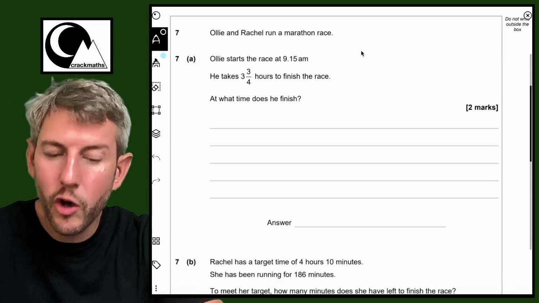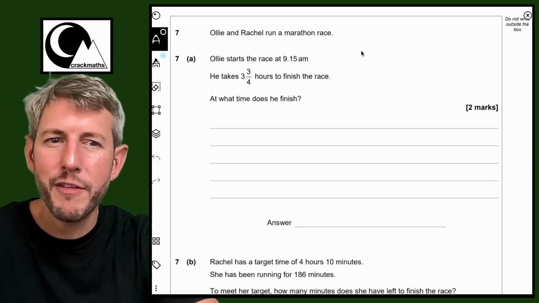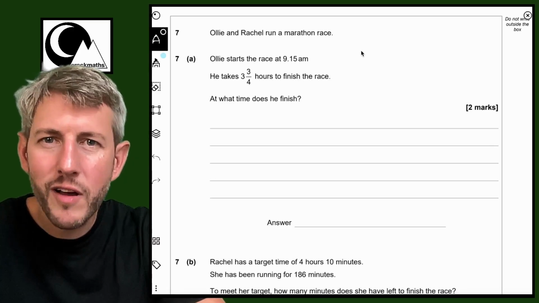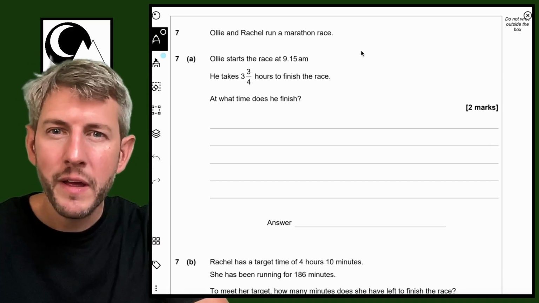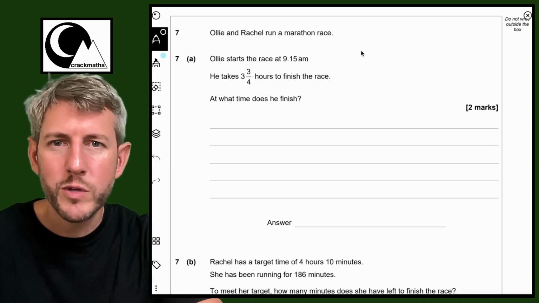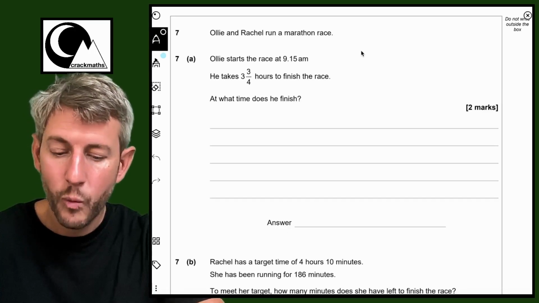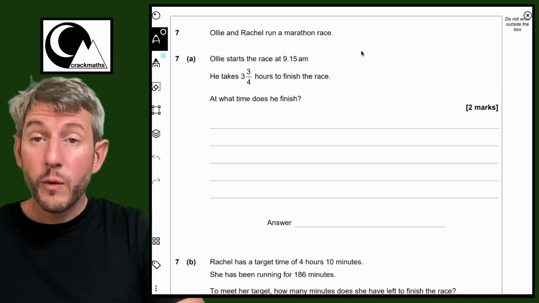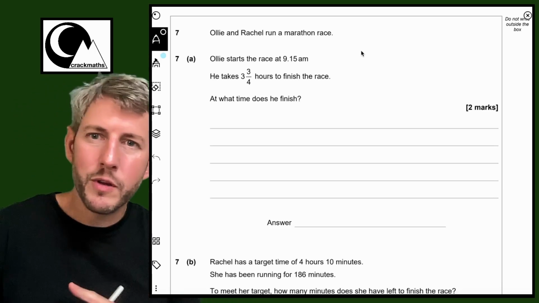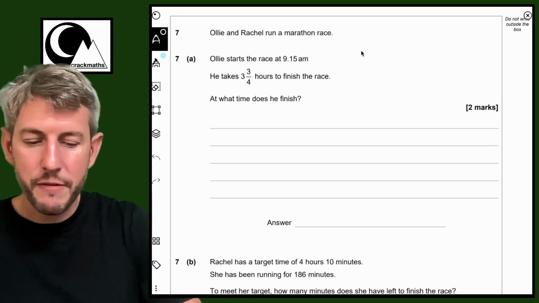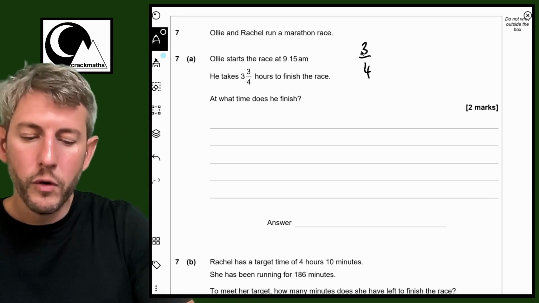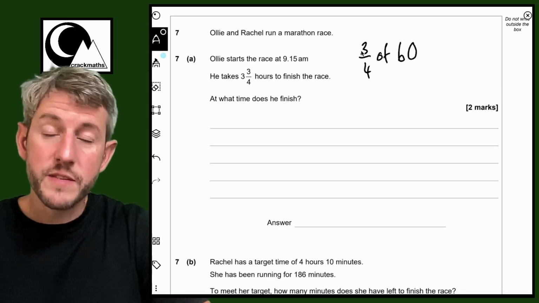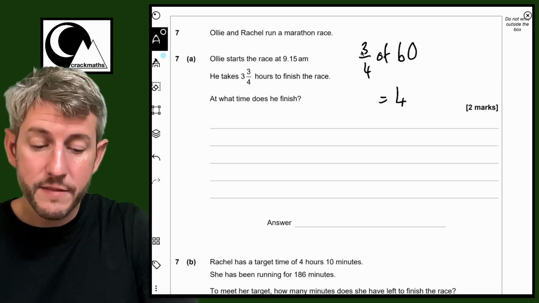Here we go. It says, Ollie and Rachel run a marathon race. Ollie starts the race at 9:15 a.m. and he takes 3 3/4 hours to finish the race. What time did he finish? Okay, right. So 3/4 of an hour, you should hopefully know that is going to be 45 minutes. 3 over 4 of an hour, it's 3/4 of 60. And we often use this, it's 45 minutes.